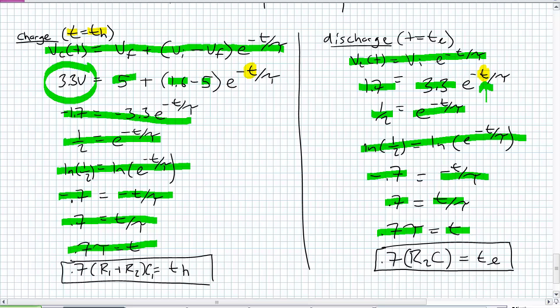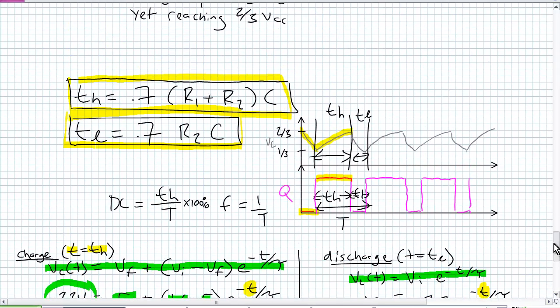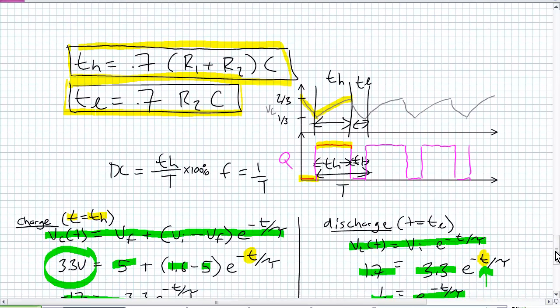Solve for little t. And again, what is little t in this particular case for the discharge? It's time low. What is tau for this particular case? It's only discharging through R2. It's R2C. So our final answer is 0.7 R2C. Where does that 0.7 come from? Mathemagic. But just go back to this diagram right here. The time high is 0.7 (R1 plus R2)C. The time low is 0.7 R2C.